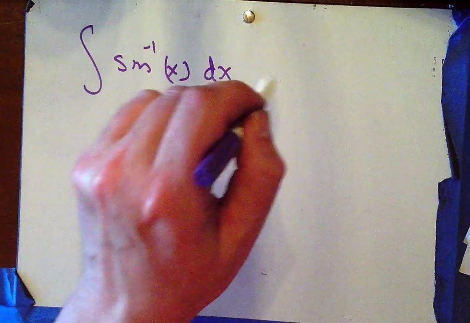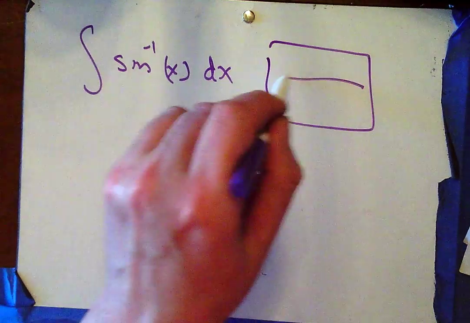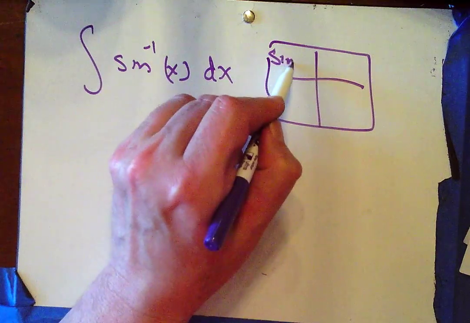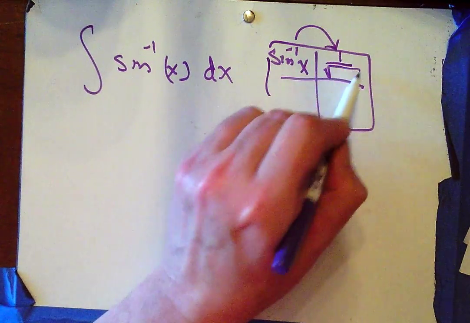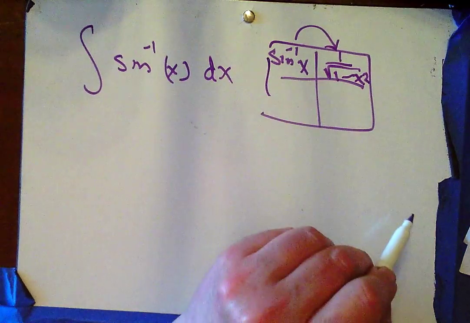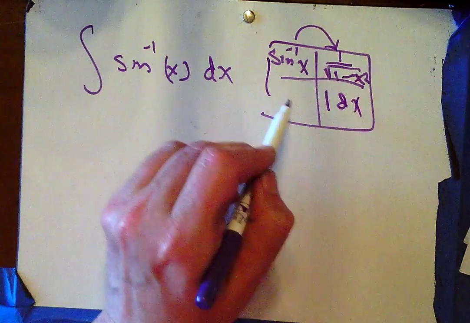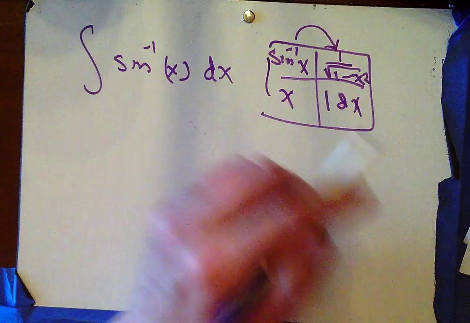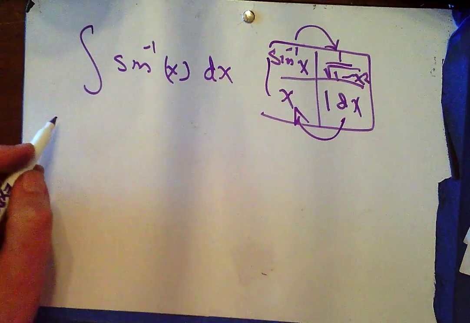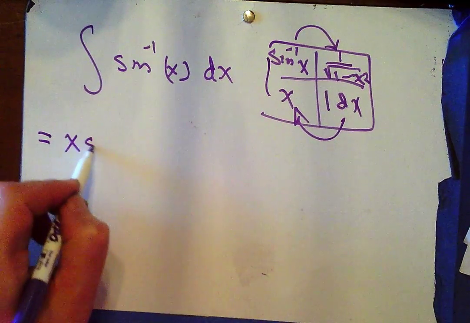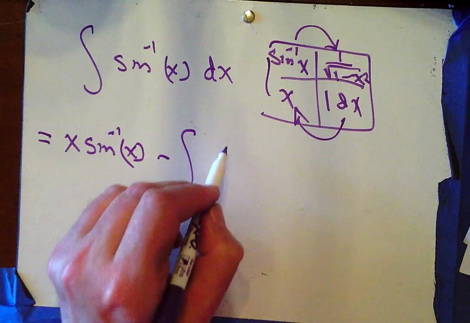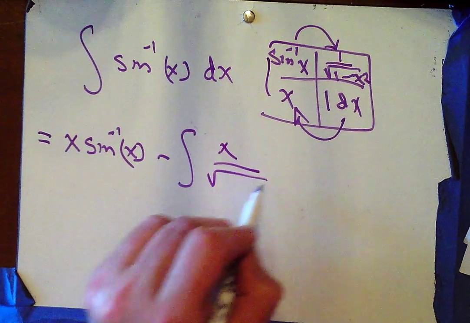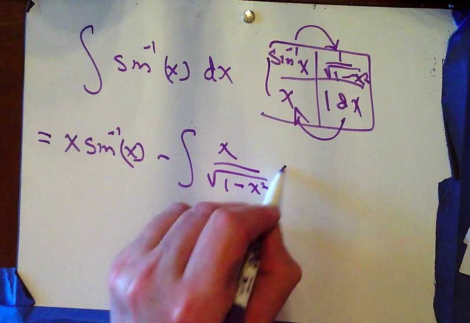Hey, welcome back. I hope you recognize this as a by parts problem. Its derivative is 1 over square root of 1 minus x squared. Here we have 1 dx, and so here we have x. Going backwards, my antiderivative is x inverse sine x minus the integral of x over square root of 1 minus x squared dx.